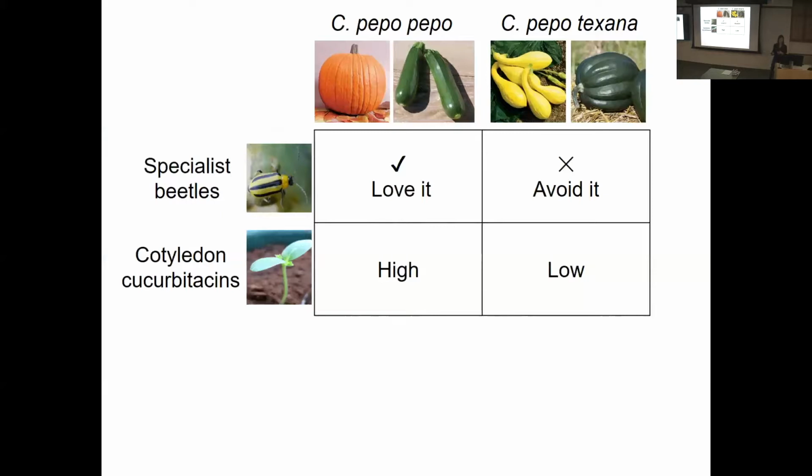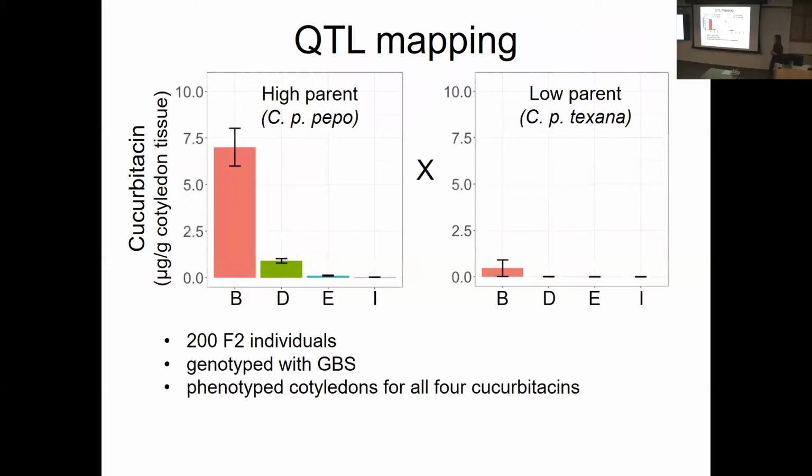phenotypes in those. So that's what we did, is we made a biparental population between a high cotyledon cucurbitacin parent from pepo and a low cotyledon cucurbitacin parent from pepo texana.